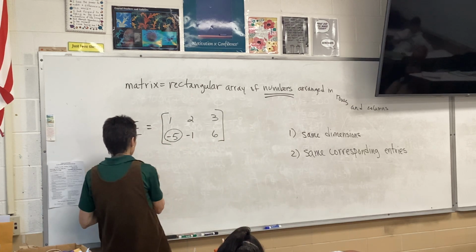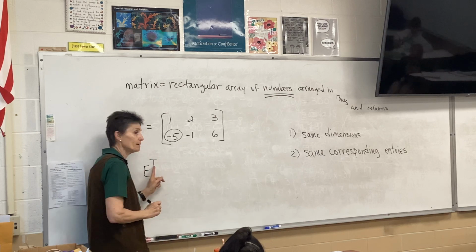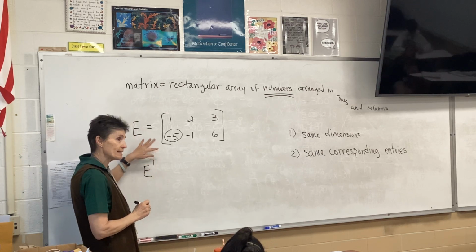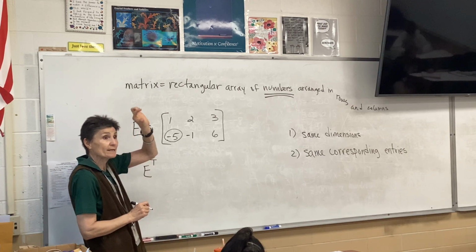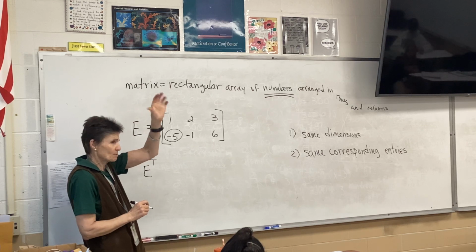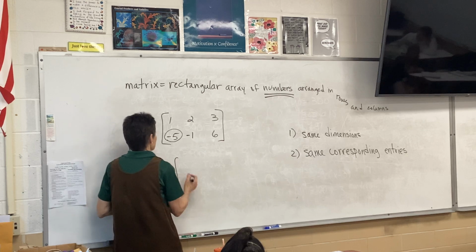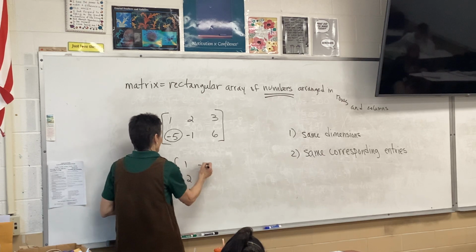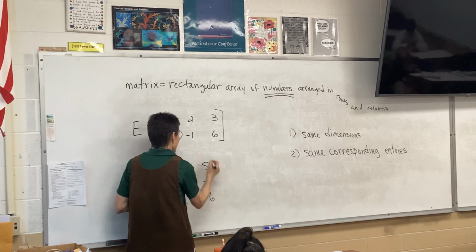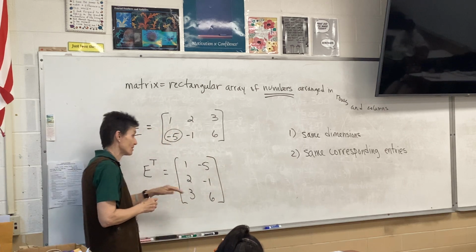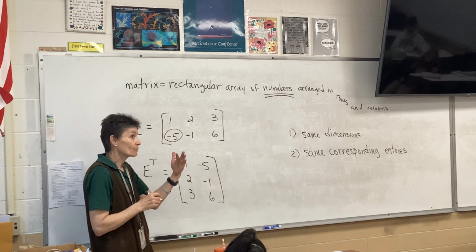The transpose is denoted with a little capital T, which we call a superscript, written up above like an exponent. The transpose of this matrix would be this. Can you tell me what a transpose is? There's an example. What is it?